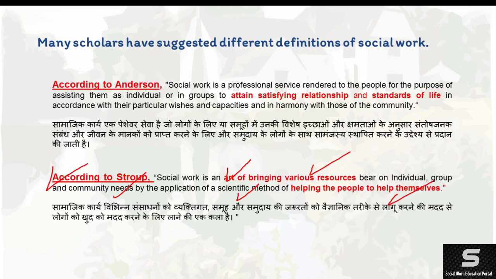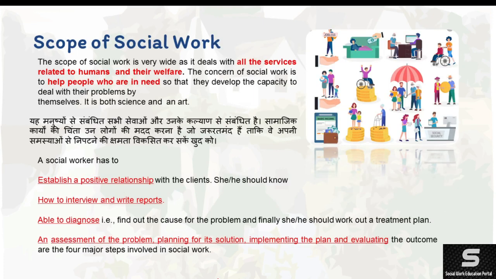Now next, let's understand the scope of social work. You can see in the picture different types of work under social work done by social workers. Like they provide help for needy people like old people, and for the handicapped, also for the family they provide counseling, and for social security. So all these works are covered under social work. Basically social work deals with all the services related to human beings and their welfare.